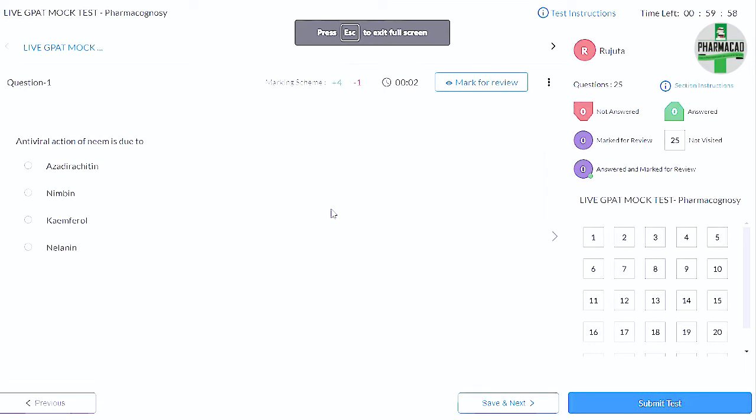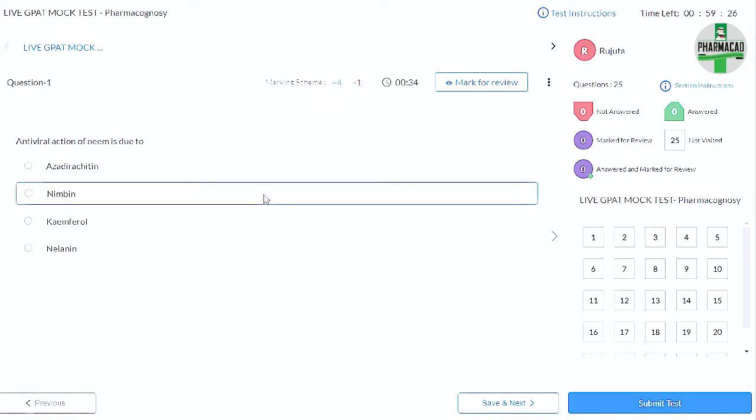Okay, so the first question here is, I want you all to answer, keep your mics on, okay? If not able to, then I will go ahead. Antiviral action of neem is due to azadirachtin, nimbine, camphor or melanin? Keep your mic off. Some participant is on the mic. Okay. Anyone has the answer?